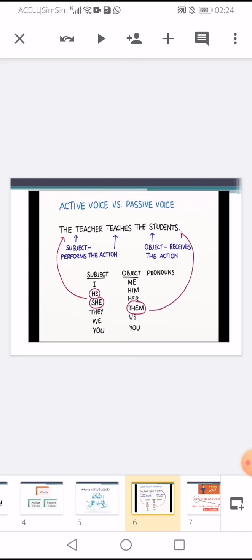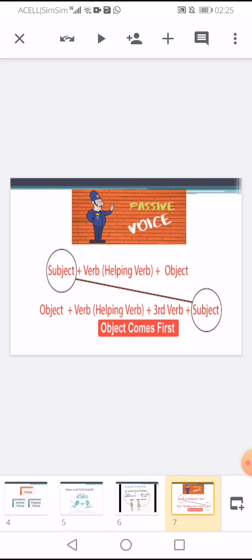What does the teacher do? Teaches. So what is teaches in the sentence? That's the verb. So what's the object of the sentence? Object receives the action. Who receives the action in this sentence? Exactly, students. So teacher is the subject, students is the object of the sentence. But in the passive voice, the subject and the object flip-flop. The subject becomes the passive recipient of the action, as you see from this chart.